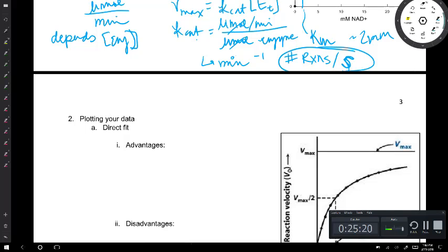So I've talked a little bit about the direct fit and about different ways of extrapolating Michaelis-Menten data. Now, when you've measured the enzyme velocity as a function of concentration, you want to determine the maximum velocity and affinity of LDH for its substrate. I'm going to talk about the two different ways that you can plot and fit your data to get the Michaelis-Menten components. The first way is the direct fit, or the substrate saturation curve.